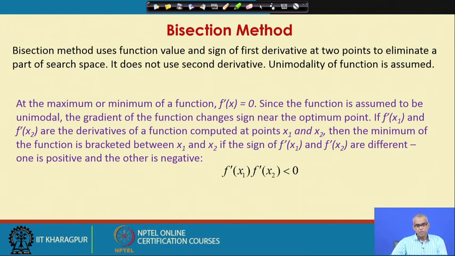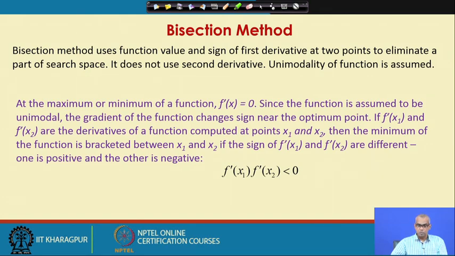At the maximum or minimum of a function we know that f prime x equal to 0, that is the stationary condition, the condition to obtain a stationary point. Since the function is assumed to be unimodal, the gradient of the function changes sign near the optimum point. The numerical value of the gradient at the optimal point is 0.